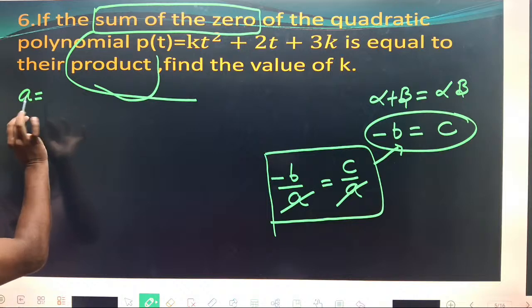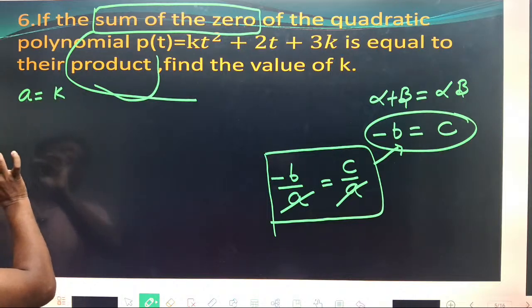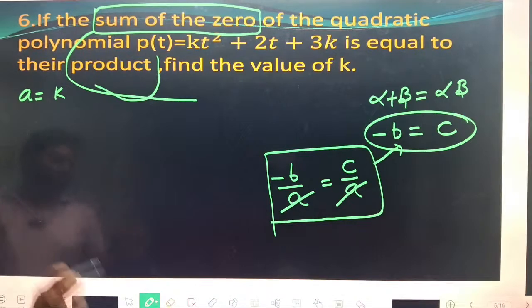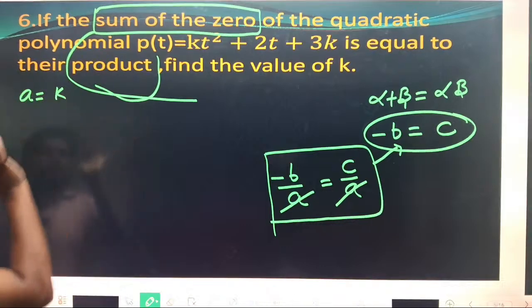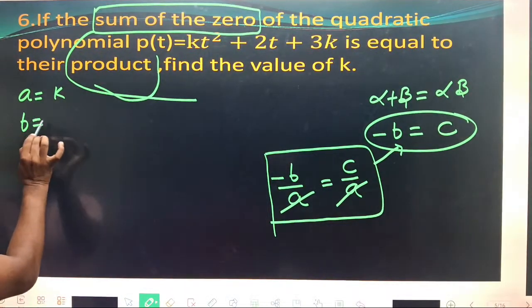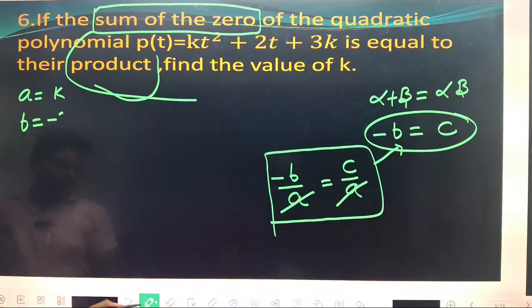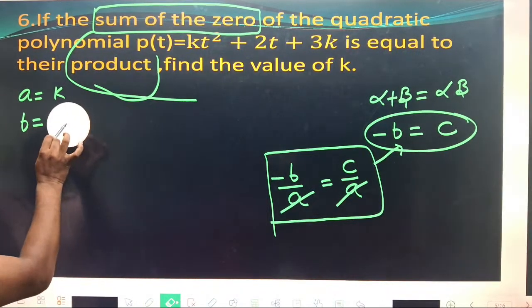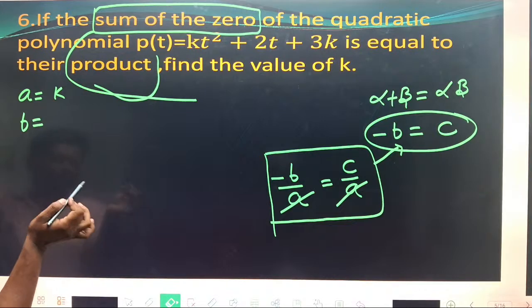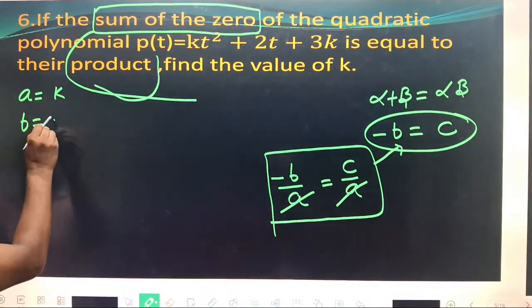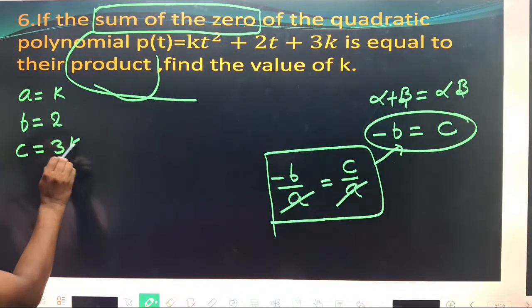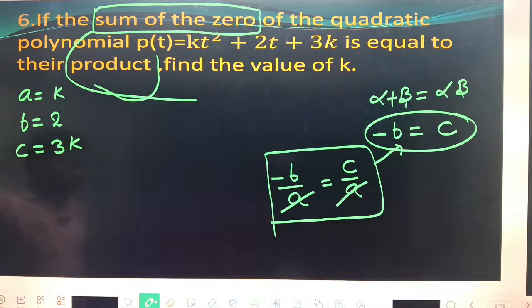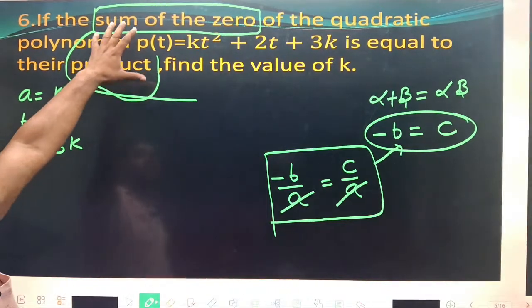A is equal to what in this question? A is equal to k, the coefficient of t square, that is equal to k. B is equal to what? Minus 2? No, no. This is 2. B is equal to 2 and C is 3k. Okay. Now you find using the case of this question.